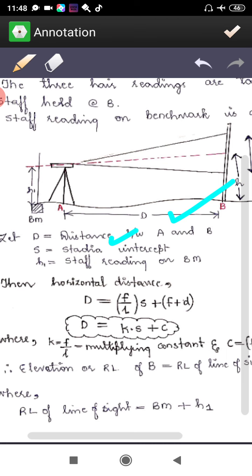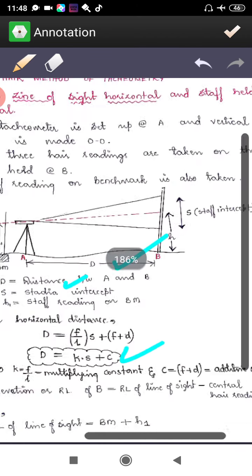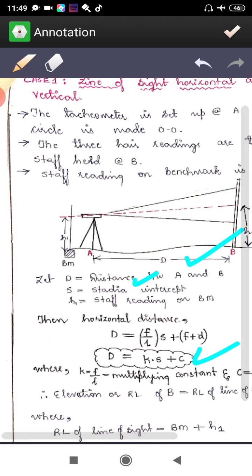Now we are going to have the formula D is equal to Ks plus C. This is the formula you can use, as K is known, S is known, C is known. So once you get the S value, you can easily determine the distance D. H is also known, and small h1 is also known. So here you can use this formula D is equal to Ks plus C. This is the formula to get the distance, and see how simple it is to get the RL.